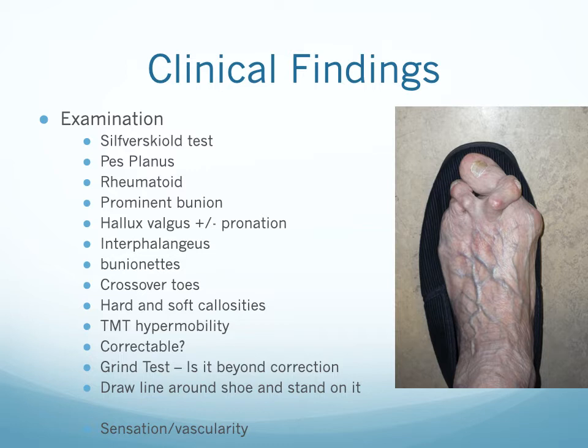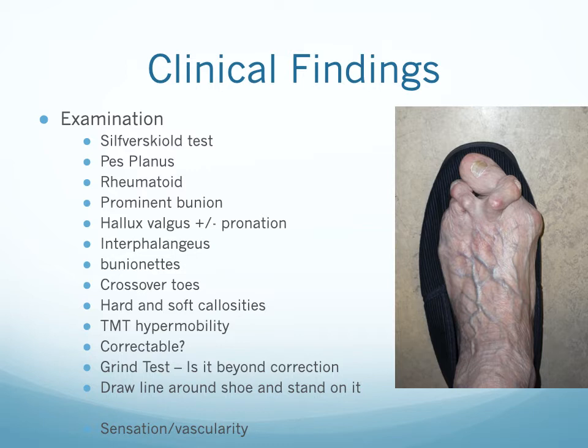You might find callosities. Hard callosities are those which are between the foot and the shoe, and soft callosities are generally where one part of the foot is rubbing on another part of the foot. It's worth establishing if there's TMT hypermobility, although this isn't something that necessarily needs to be addressed.